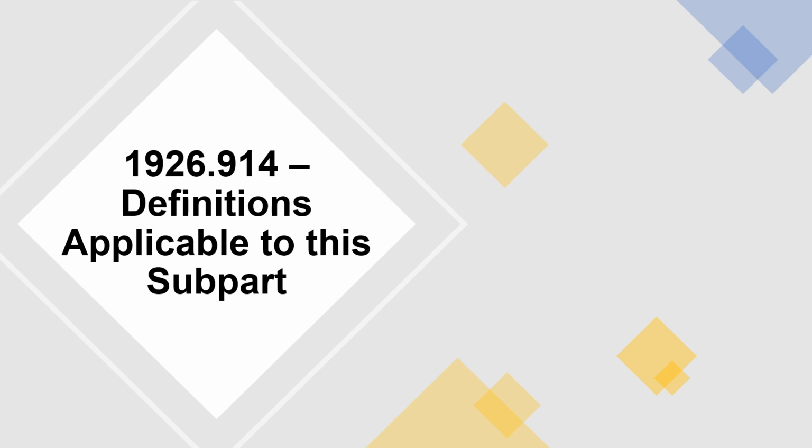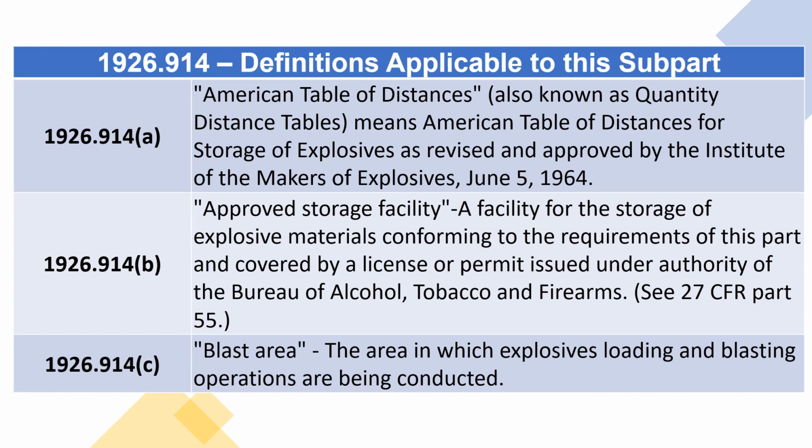1926.914. Definitions applicable to this subpart. 1926.914(a). American Table of Distances, also known as Quantity Distance Tables, means American Table of Distances for Storage of Explosives as revised and approved by the Institute of the Makers of Explosives, June 5, 1964.